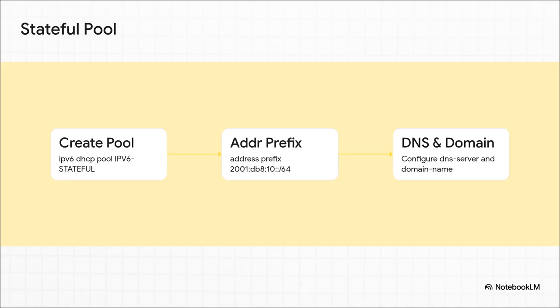This command is literally the heart of a stateful pool. It's the direct equivalent of the network command in an IPv4 DHCP setup. It designates the exact block of allocatable IPs the server is allowed to actually hand out to requesters. Then, just like before, we toss in our DNS and domain name.